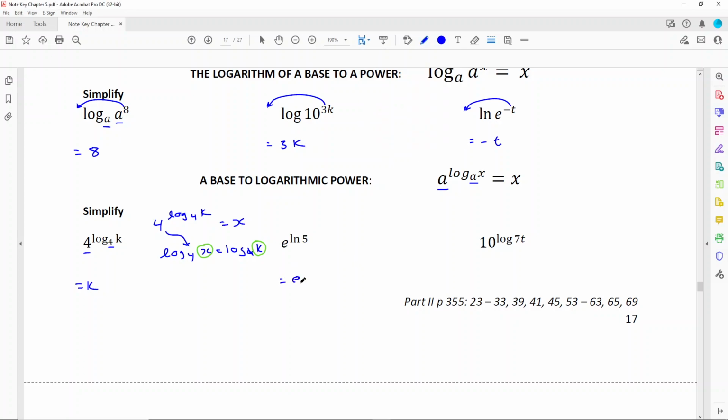So this is e to the ln 5, which is log base e of 5. Same base. The answer is 5. Same thing here. We have 10 to the log base 10 of 7t, so the answer is 7t.